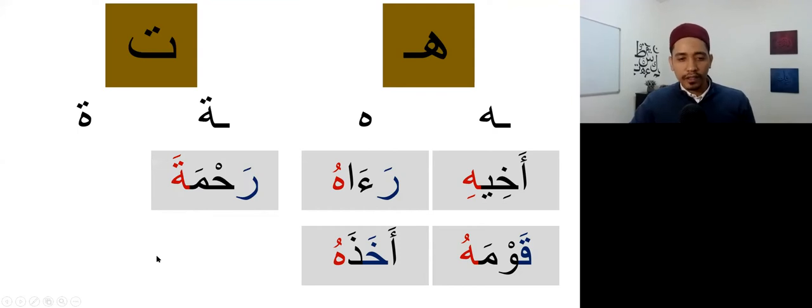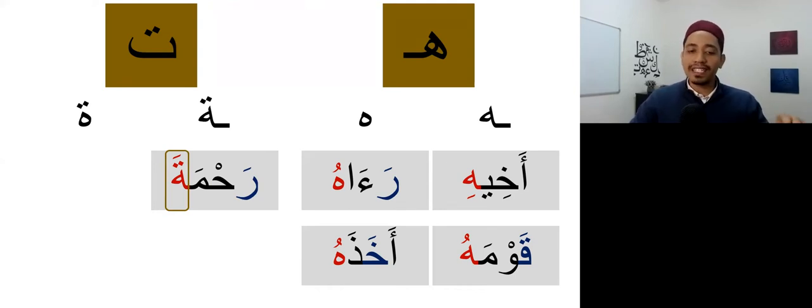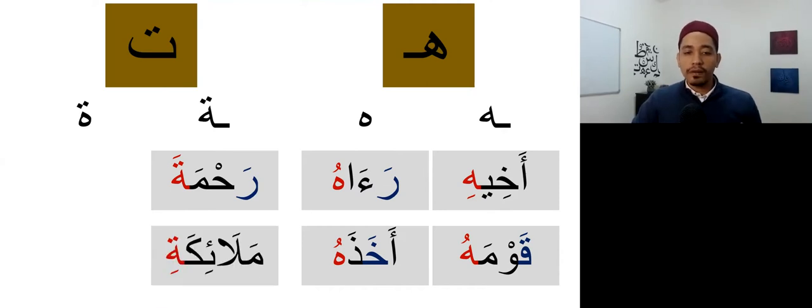So for example, this word over here, rahmata. So not a ha. Rahmata, that means mercy. It's a normal ta with a fatha. Okay. Here we go. See, there's a hamza with a kasra. It's using the letter ya as a housing.